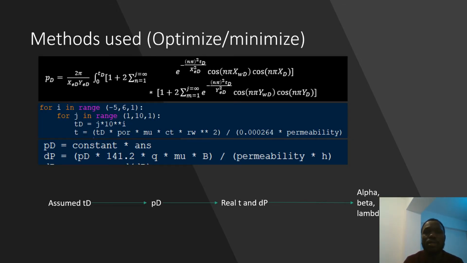The first method we used in the determination of the three parameters alpha, beta, and lambda is the optimization stroke minimization function in Python. Our first step, since we do not have any data, is to assume dimensionless time, which we use to obtain dimensionless pressure, PD. From these dimensionless values of pressure and time, we obtain real time and real pressure, or delta P. Using the optimize minimize function in Python, we obtain the three parameters alpha, beta, and lambda.